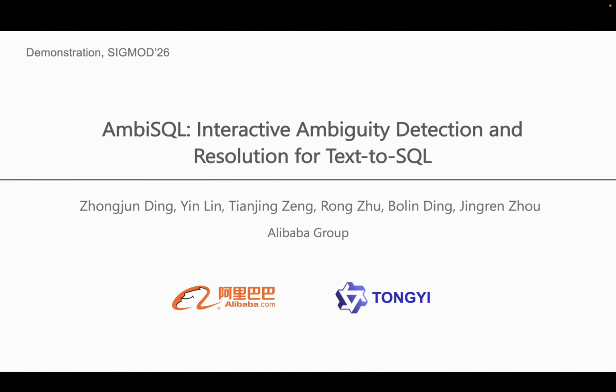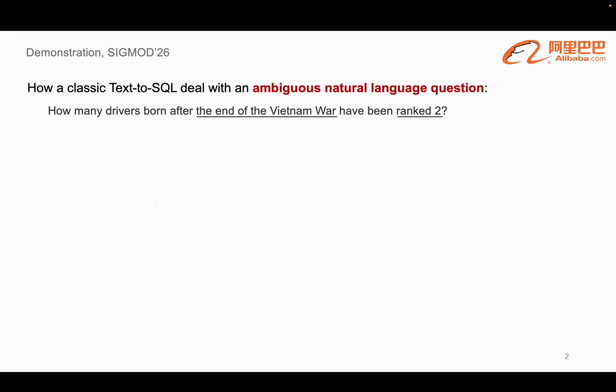Today I will demonstrate AmbiSQL, a system designed for interactive ambiguity detection and resolution for text-to-SQL. As large language models become more prevalent in database query interfaces, accurately interpreting user intent remains a critical challenge. Let's look at how a classic text-to-SQL system handles an ambiguous question.